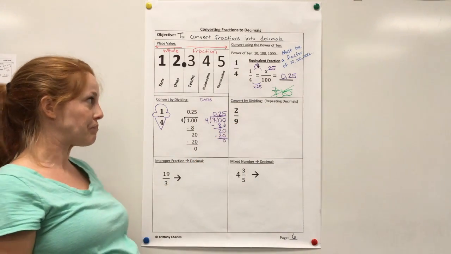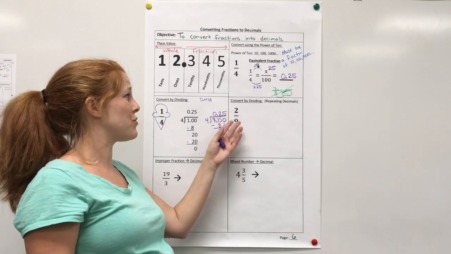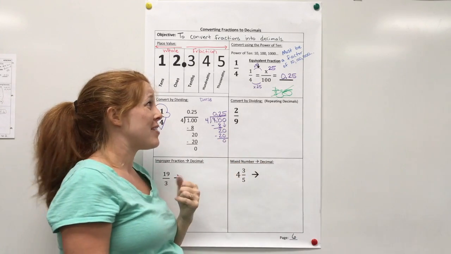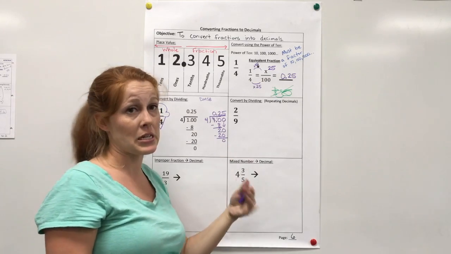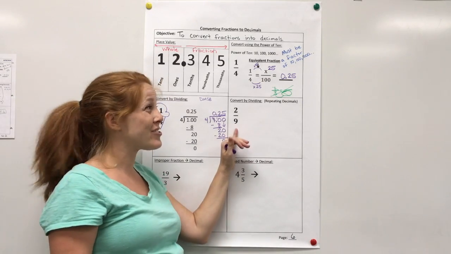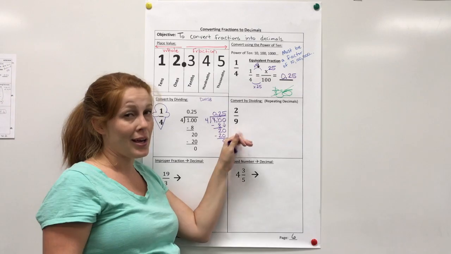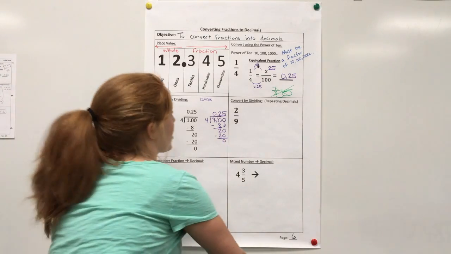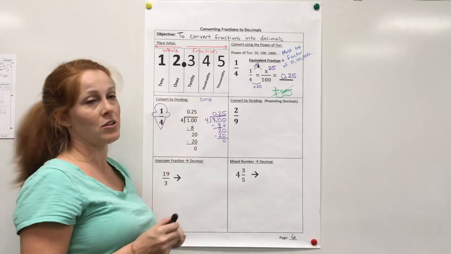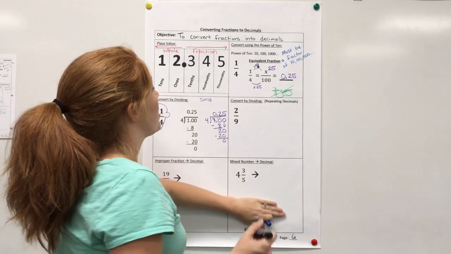All right, next one. Sometimes when you divide, you're going to get a repeating decimal. In fact, if you have a denominator that's a multiple of 3, 6, 9, 12, 15, chances are you're probably going to get a repeating decimal, unless it can be further reduced. So we're going to go ahead and use our dividing method to work this one out.